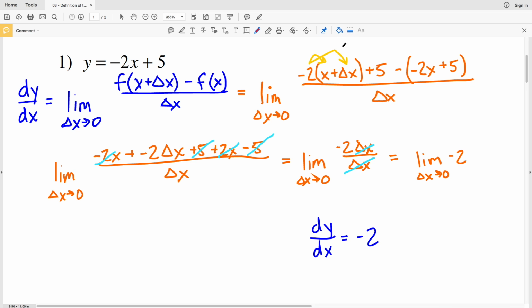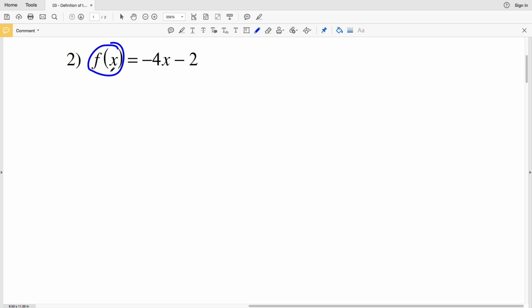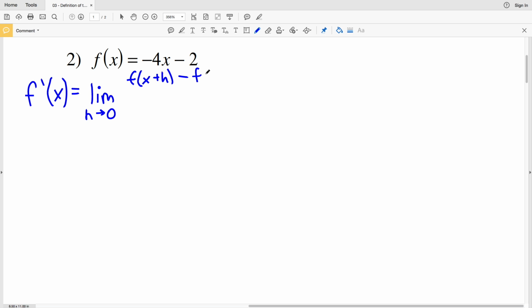And that's my solution in number 1, using the definition of derivative to find the derivative of each function with respect to x. Let's move on to number 2. So number 2 is in the form of function notation, so I'm going to need to take the derivative of f of x, which is equal to the limit as h approaches 0 of f of x plus h minus f of x all over h. So let's plug in our appropriate values.